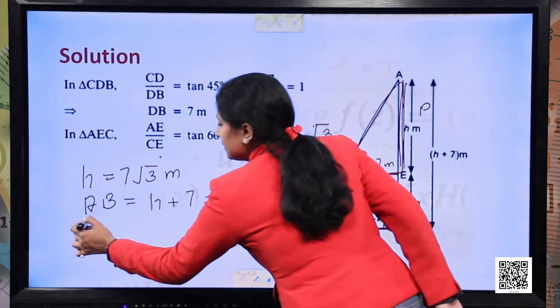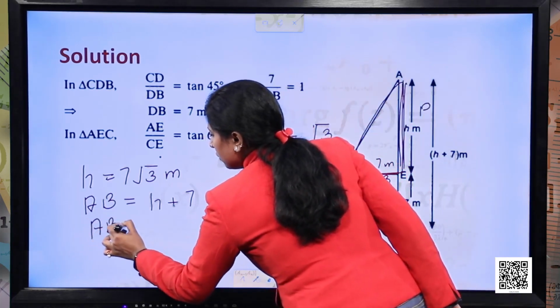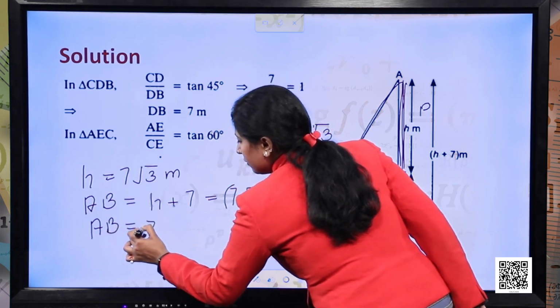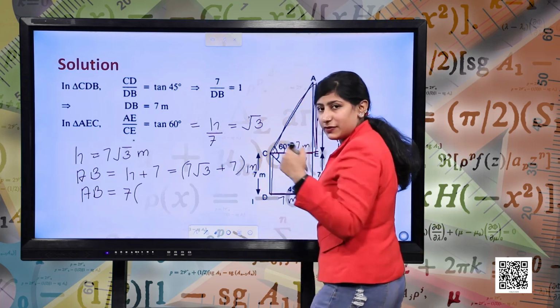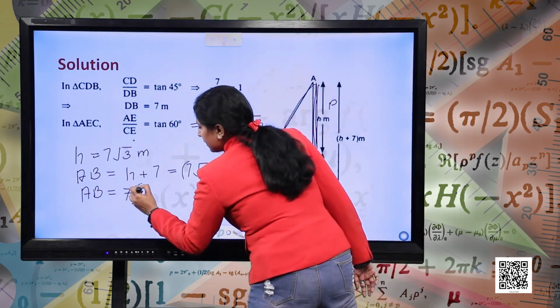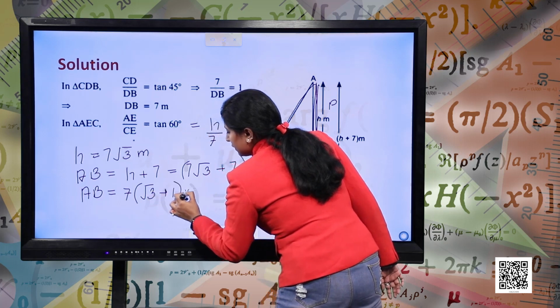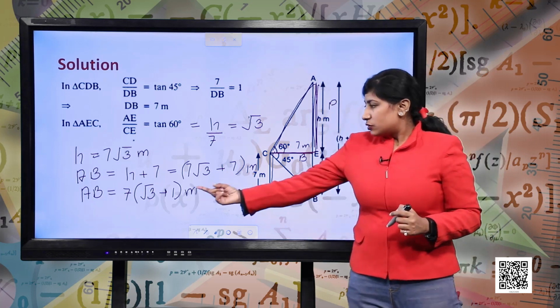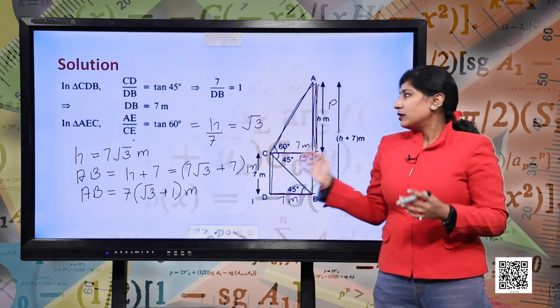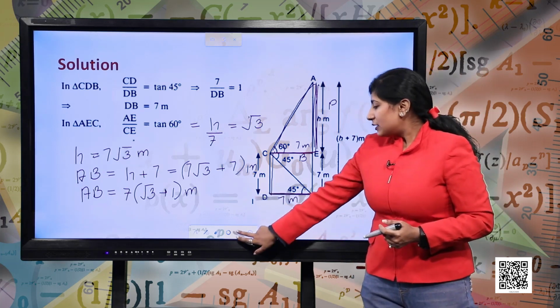So the answer is AB equal to 7 bracket open root 3 plus 1. Why? Because we have taken out common 7. So root 3 plus 1 meters. So the height of the cable tower is AB equal to 7 root 3 plus 1 meter. So I hope you understood this question. Let us move on to the next question.